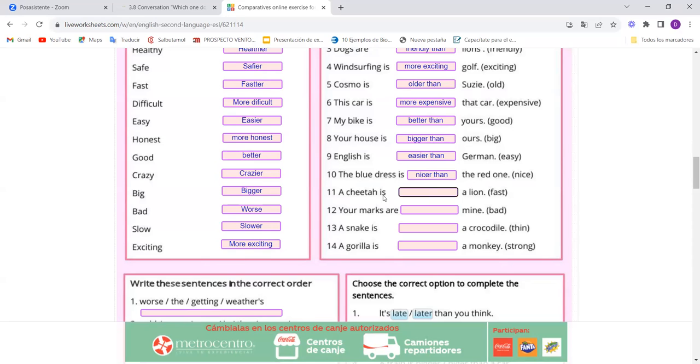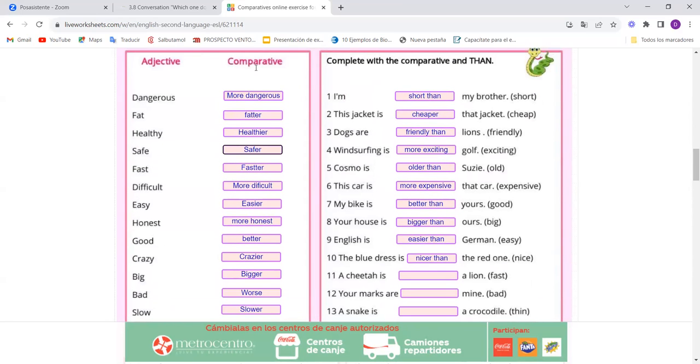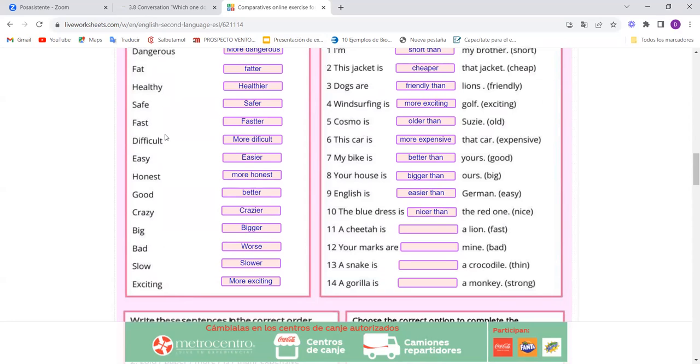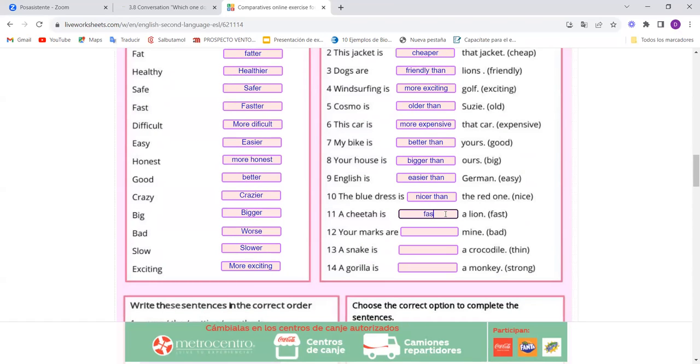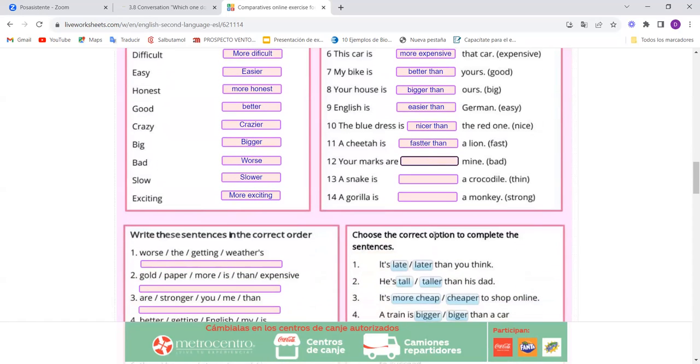Y en el caso de safe, entonces, perdón. De arriba a la izquierda, abajo de healthy. Safer. Ah, safer. Pero la I ahí entonces estaría de más. Sí, porque solo es una sílaba. Healthy son dos sílabas. Sí, esa sí está bien. Creo que solo esa era de corregir. Fast is fast. De ahí, bad, sería la excepción. Worse than mine.